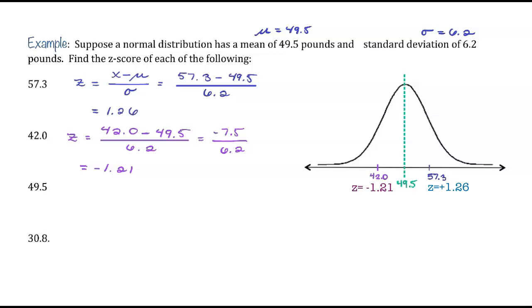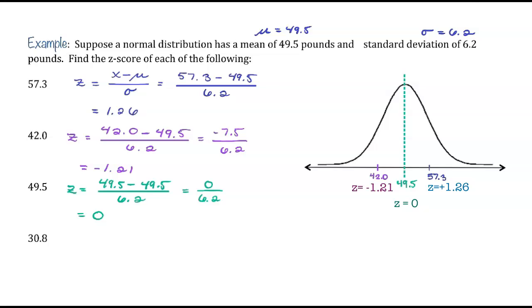Let's calculate the z-score for 49.5. In this case, z is equal to 49.5 minus 49.5 divided by 6.2. 49.5 minus itself is of course 0, so we have 0 divided by 6.2, or a z-score of 0. That means that the z-score of the mean itself is 0. Think about why that's the case. We're asking how many standard deviations from the mean 49.5 is. 49.5 is the mean, so it's 0 standard deviations from the mean.